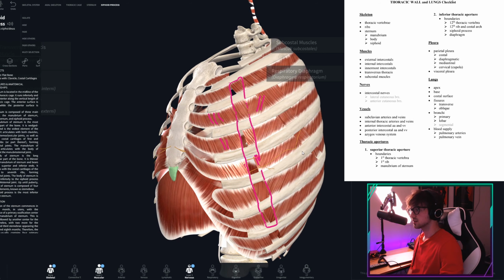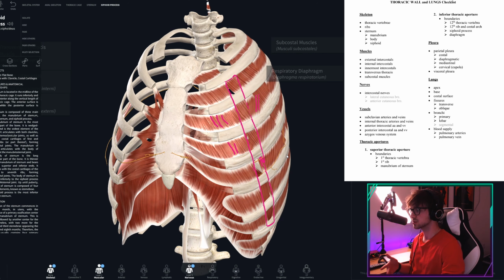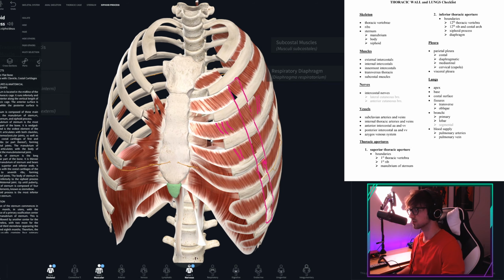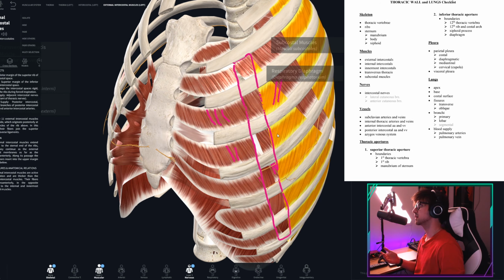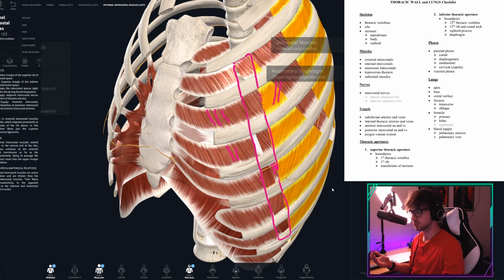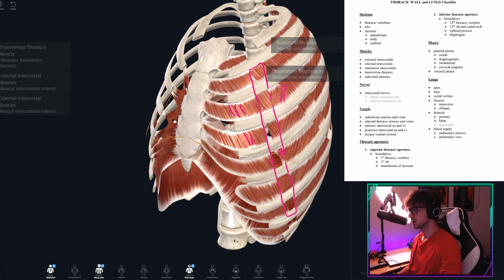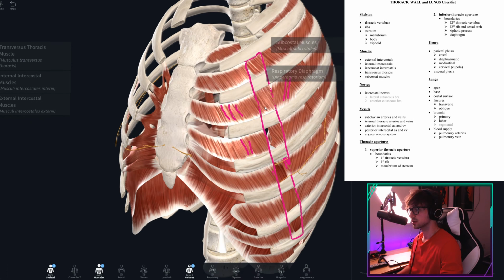Up next on the checklist, we have the intercostal muscles. The fiber direction is going to be the giveaway on these for the most part. So we have external, internal, and innermost intercostals. And then we have the transverse thoracis and the subcostals as well. So I marked some sections here that I thought we could look at.